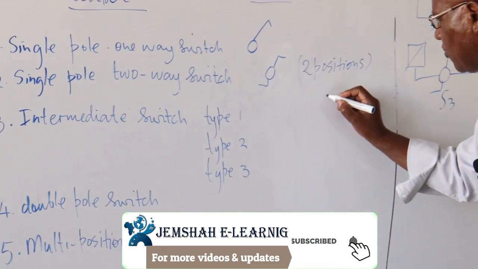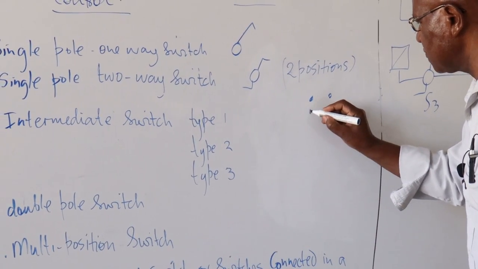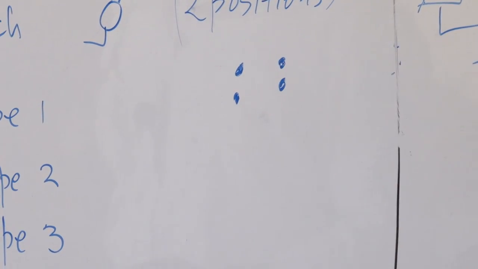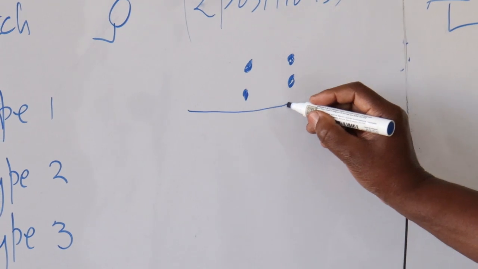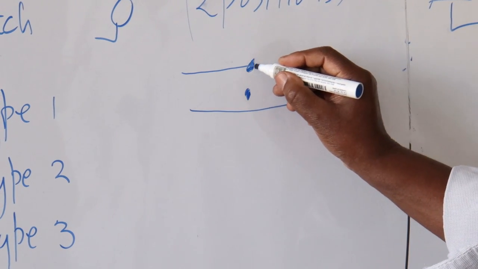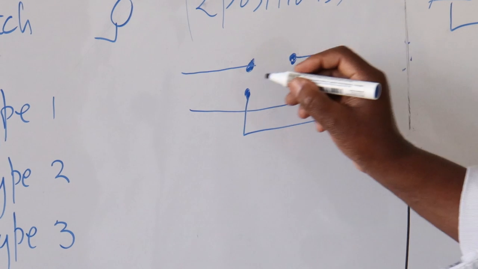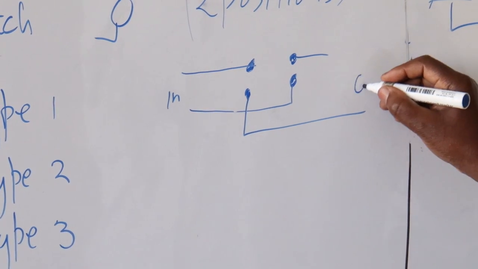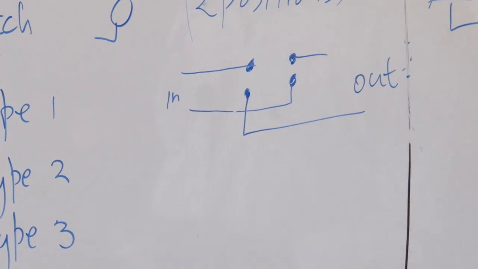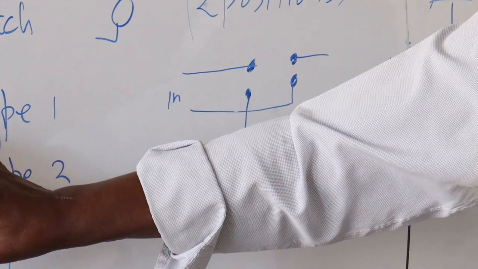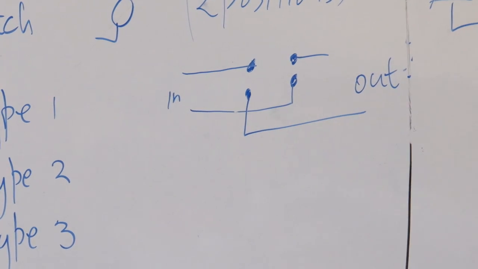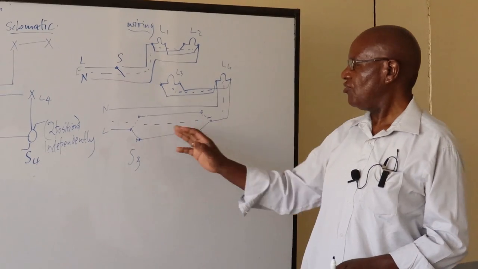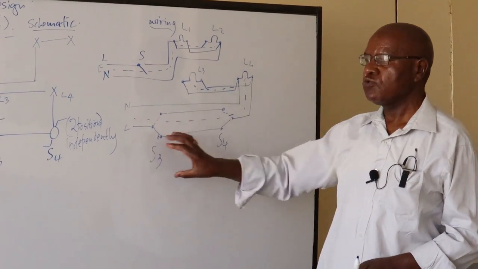Now, if I recall our type 1, usually they have the four terminals, like that one. For the type 1, the connections will be something like that. So this will be the incoming in, and this will be the out. Now, the intermediate, we use it when we want to control lighting points from more than two positions. As you can see here, this one can only be used in controlling from two positions.